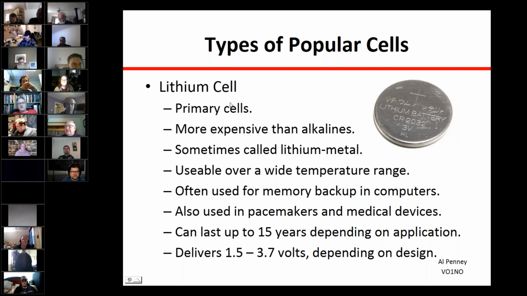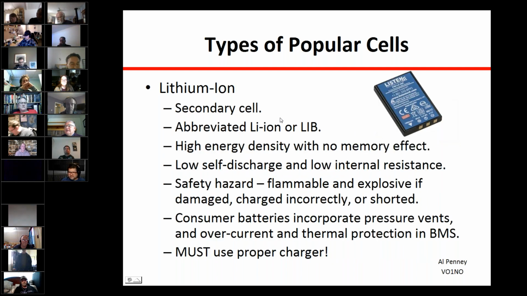Now, that's the lithium cell. That's primary, but there's also lithium ion, and that is a secondary cell. You can recharge lithium ion cells. The abbreviation is Li-ion for lithium ion, or sometimes LIB. These are great batteries in some ways, very high energy density, no memory effect, low self-discharge. So you can charge them up and put it on the shelf and it won't discharge much at all.